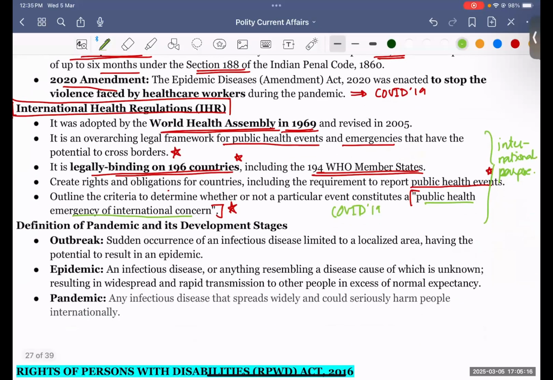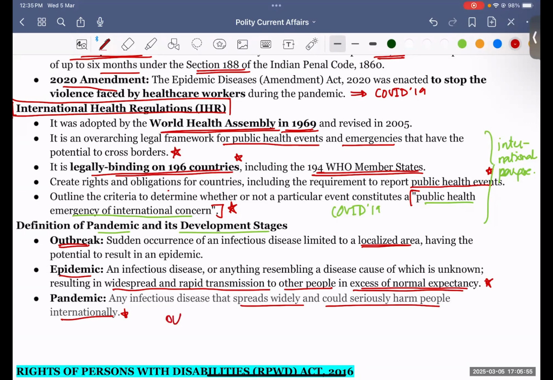So what is the definition of pandemic and its developmental stages? So first of all, we deal with the outbreak. Outbreak is sudden occurrence of an infectious disease limited to a localized area, having the potential to result in an epidemic. Then we have the epidemic. It is an infectious disease or anything resembling a disease, cause of which is unknown, resulting in widespread and rapid transmission to other people in excess of normal expectancy. Then pandemic is the one that spreads widely and could seriously harm people internationally.